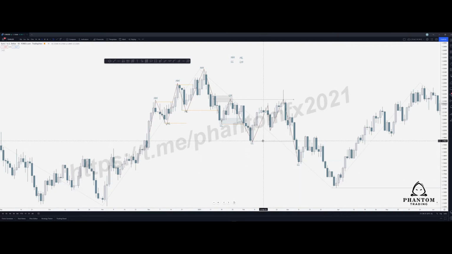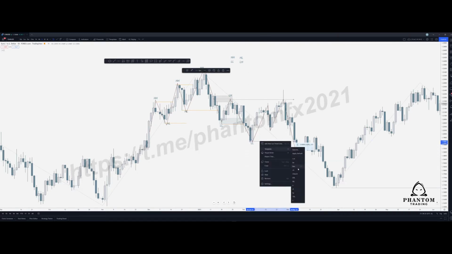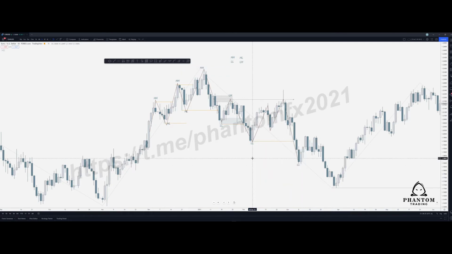And again, what happens here? After we take out this low, what does price do? It pulls back. And it doesn't pull back all the way. It doesn't pull back super far. But if we look at the lower time frame, I'm sure there's something within this, like again, a flip zone.